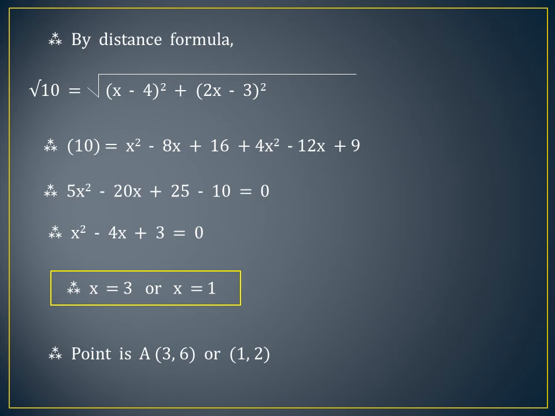Therefore, the point will be A (3, ). Now the value of y will be double of x. So points will be A (3, 6) or A (1, 2).